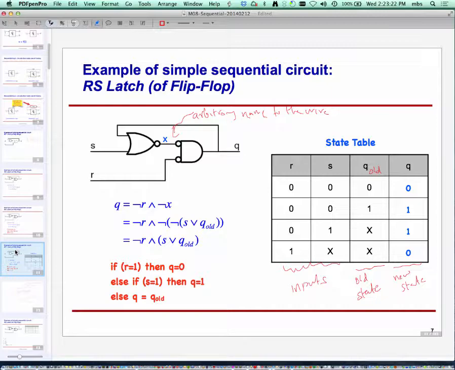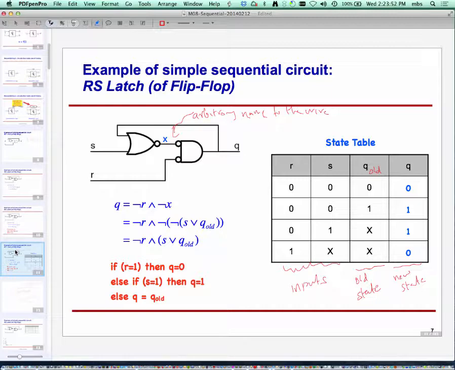So if Q was something arbitrary, and I made R equal to 1, then Q will become 0 immediately, and it will remain there, right? If Q was something arbitrary, and I made R equal to 0 and S equal to 1, Q will be forced to 1, and it will remain there. And if Q was something arbitrary, and I made R equal to 0 and S equal to 0, it will remain at whatever value it was. So there is no oscillation.